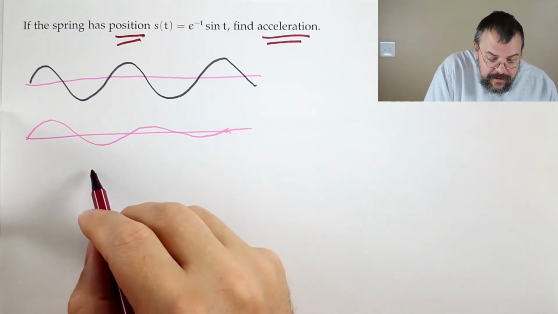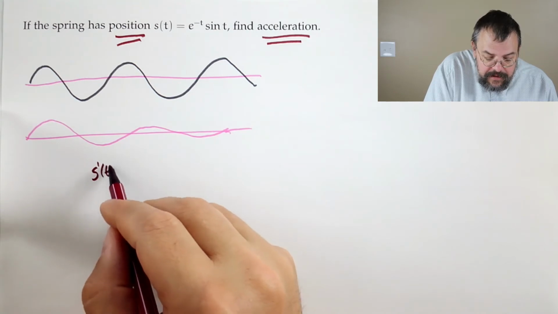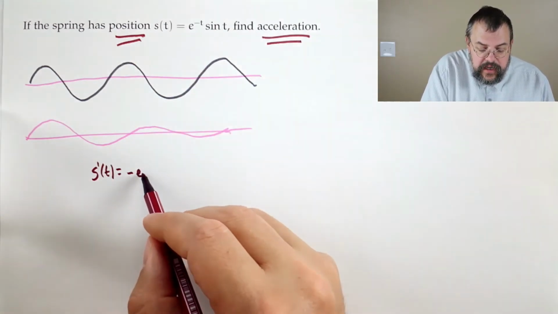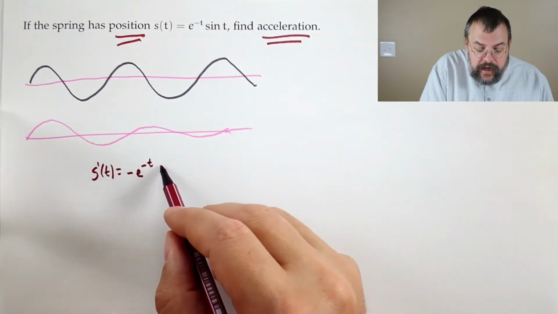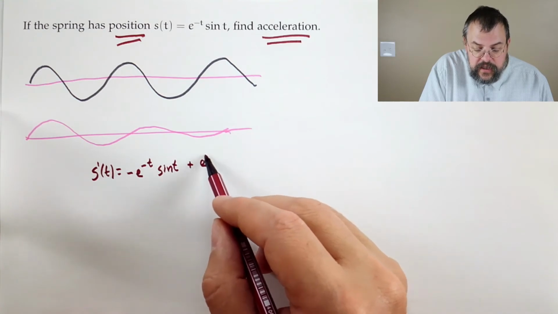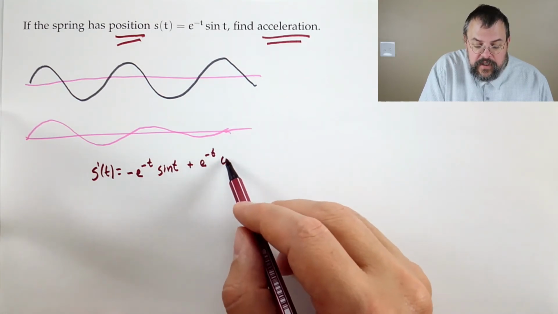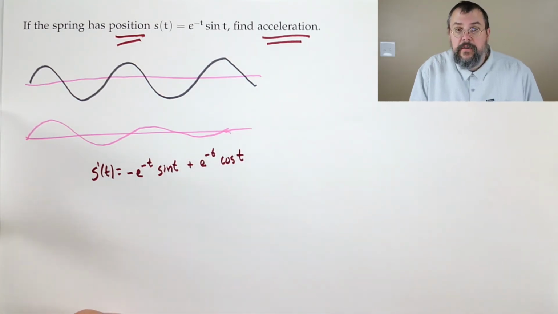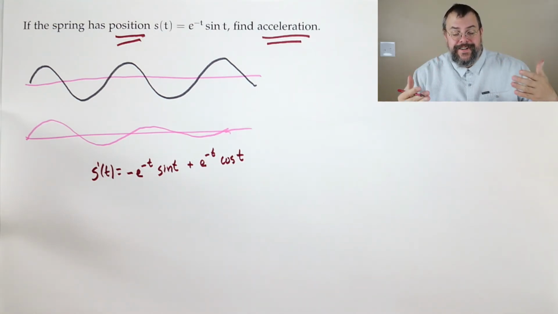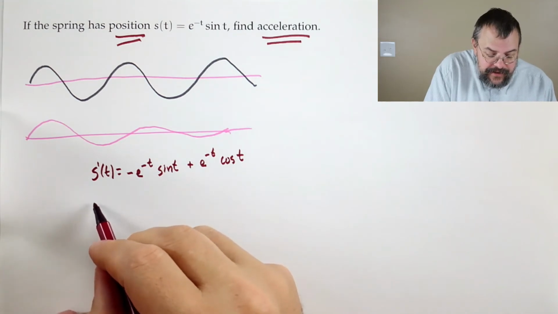So here we go, s prime of t. So the root of the first, minus e to the minus t, times the second, plus the first, e to the minus t, times the root of the second, which is cosine t. So product rule. Now, one more layer. The second derivative.